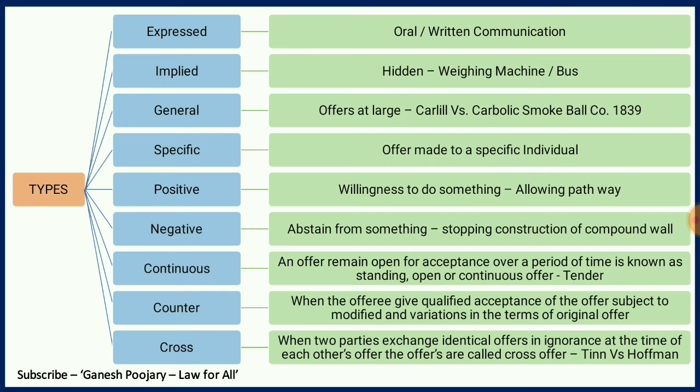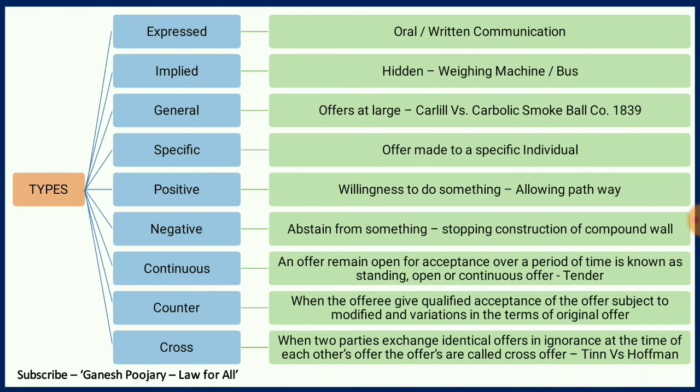One Miss Carlill attempts the same. She uses the carbolic smoke ball as per the prescription given by this particular company, and even after doing so, she gets infected by influenza. Now she goes to the court asking for the compensation as mentioned in the advertisement. Now Carbolic Smoke Ball Company says, we have not made any individual offer to Miss Carlill, and this is an offer made in general or offers at large, which is a general offer or a kind of advertisement. But the court says you have to pay £1,000 to Carlill because you have made a serious offer, and you have also told that you have kept £1,000 in the bank account to pay as compensation to whoever does not get benefit or gets infected even after using this carbolic smoke ball medicine as per the prescription, and that is how a general offer needs to be seen.